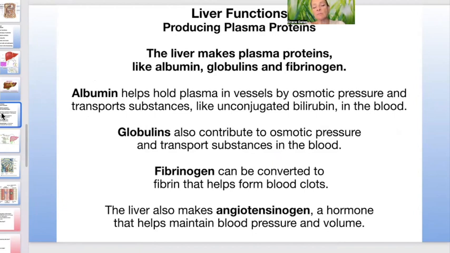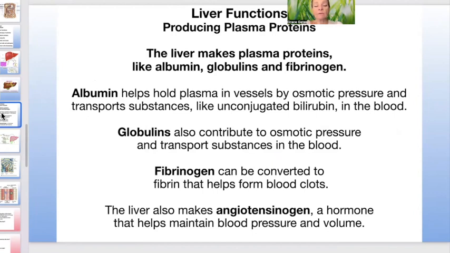It's like a little sponge that's holding water in vessels. And albumin transports substances like unconjugated bilirubin, a breakdown product of hemoglobin. When red blood cells are broken down, hemoglobin inside them has to be broken down, and one of the breakdown products is bilirubin. It's called unconjugated when it hasn't been conjugated yet, but it's a form that is insoluble in plasma. So it needs to be held by something that is soluble in plasma that can be carried through plasma.